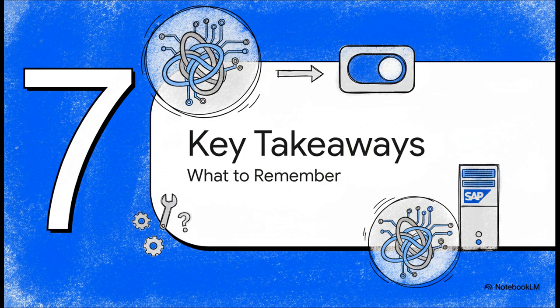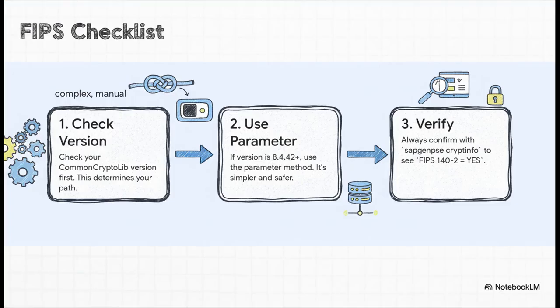Okay, we have covered a lot of ground, so let's boil it all down to the 3 most important things you need to walk away with today. Here's your checklist, your 3 golden rules. 1. Always check your CommonCryptoLib version first. That tells you everything. Are you on the hard path or the easy path?